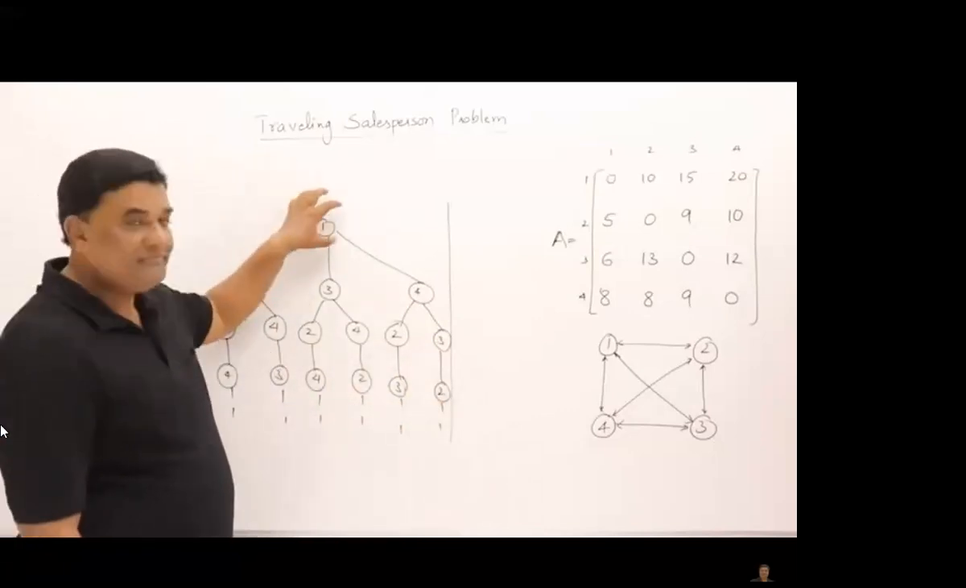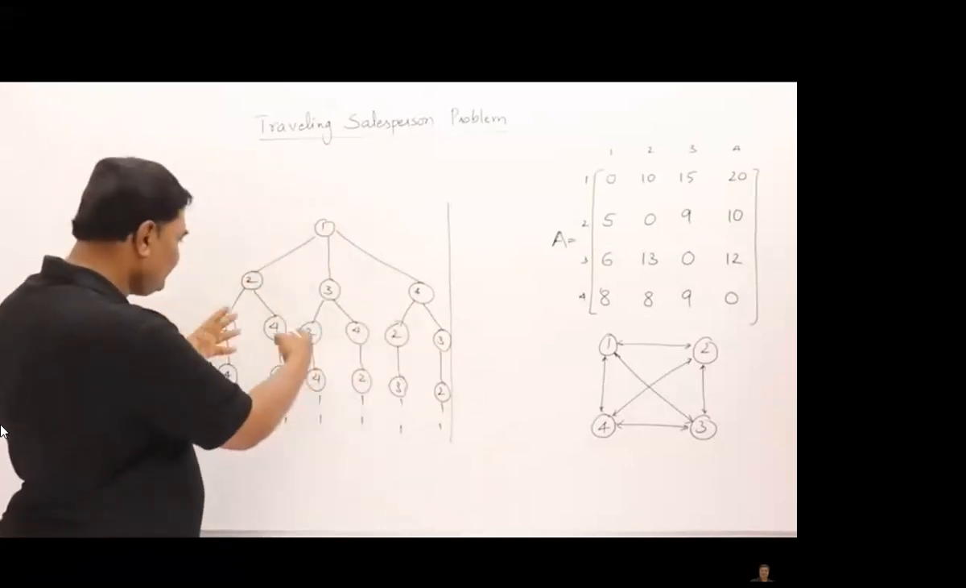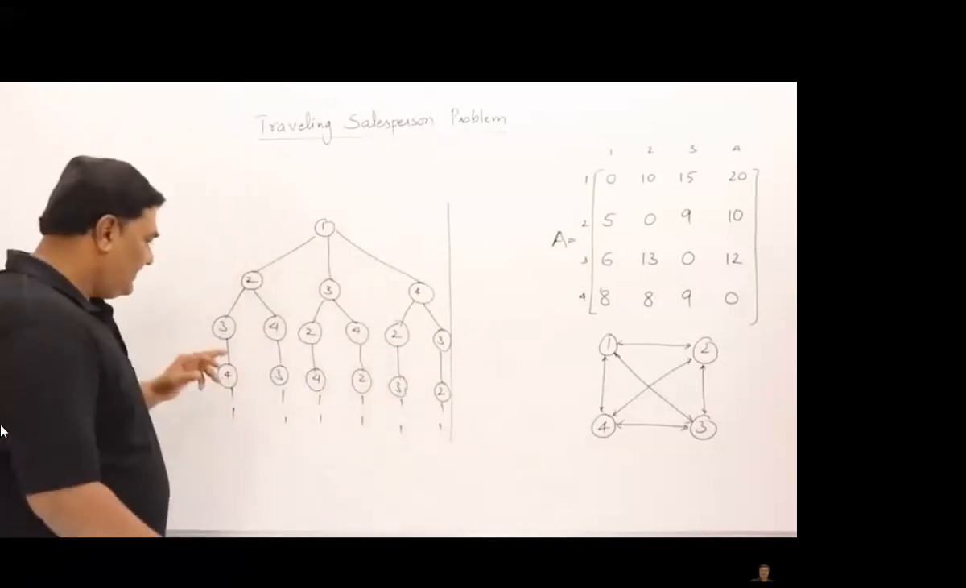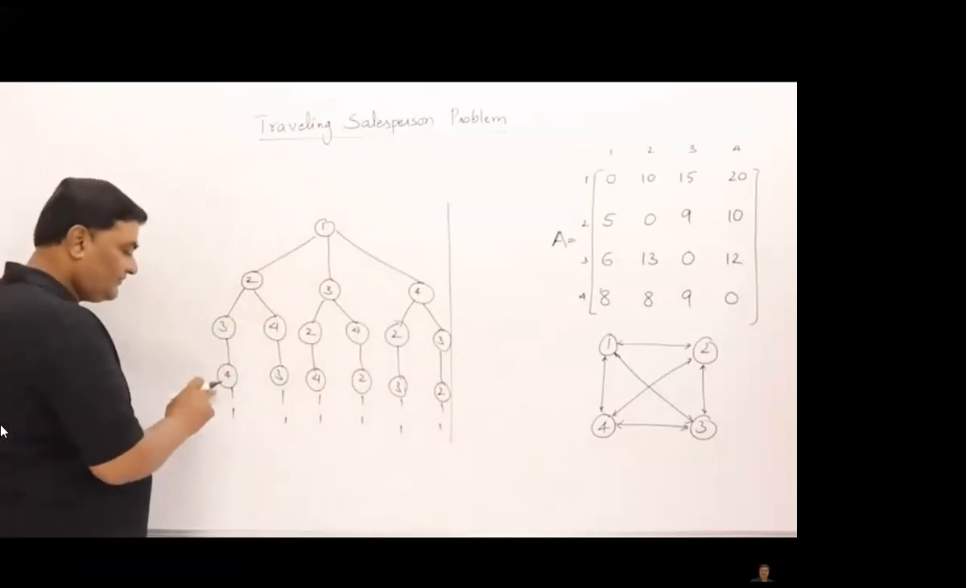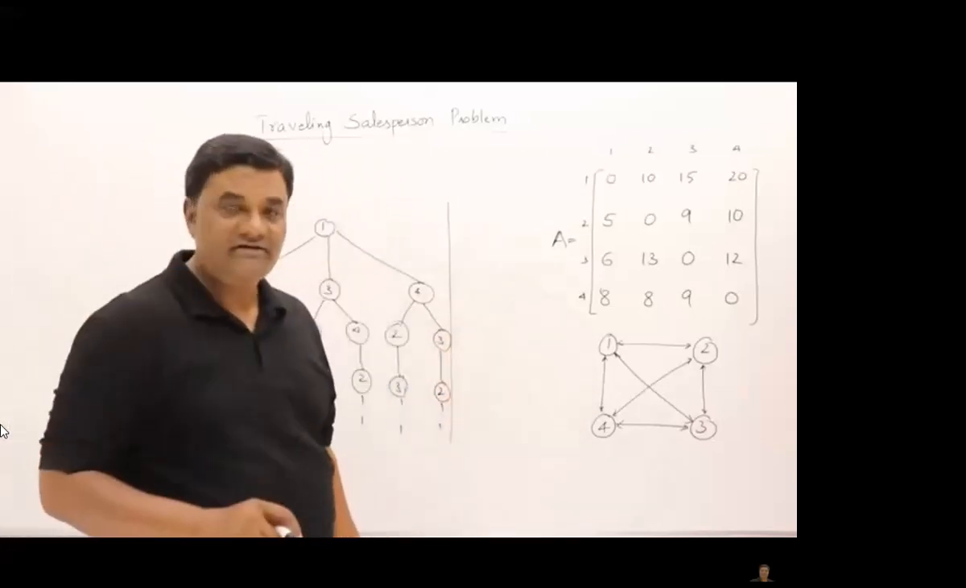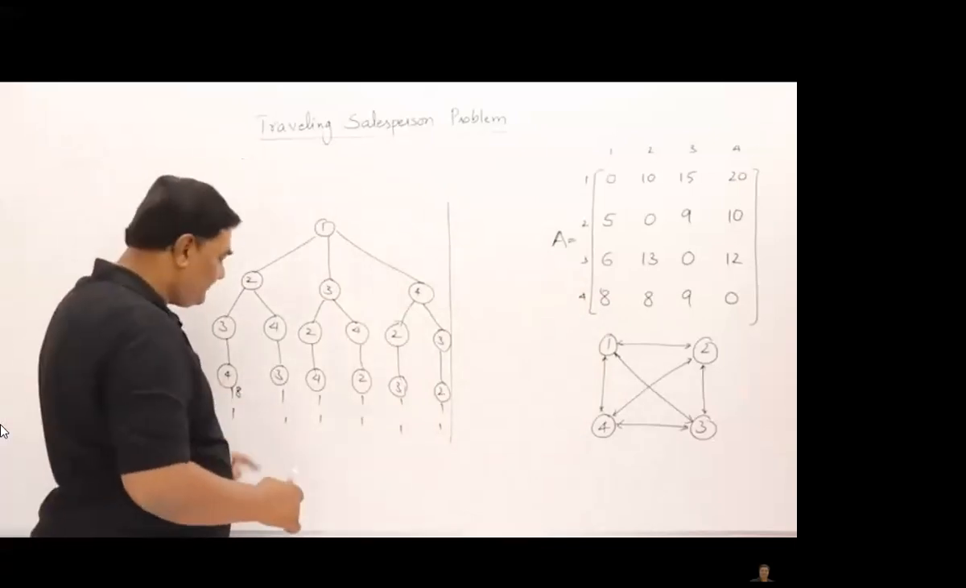Now I should know the minimum cost route from starting vertex 1. If I select this one, then I have to know the cost of all these. So the problem becomes very big. Let us start solving it from the bottom. If the salesperson is on the 4th vertex, where does he have to go? He has to return back to vertex 1. So the cost to vertex 1 is 8. If he is on 3, what is the cost of returning back to vertex 1?